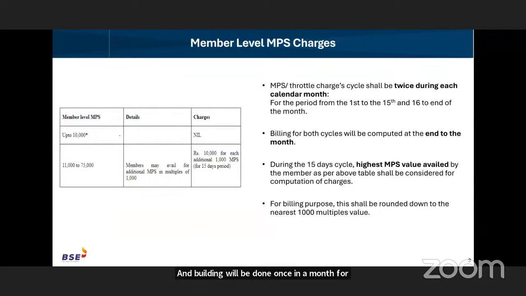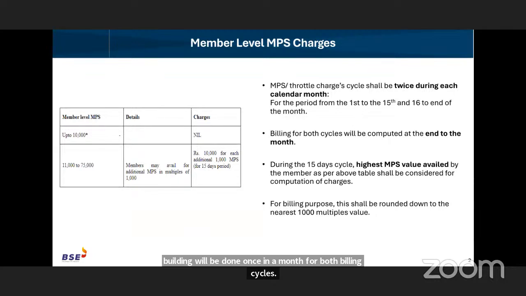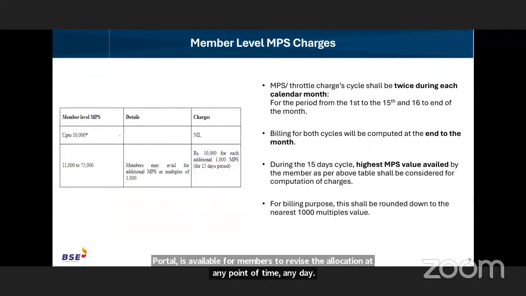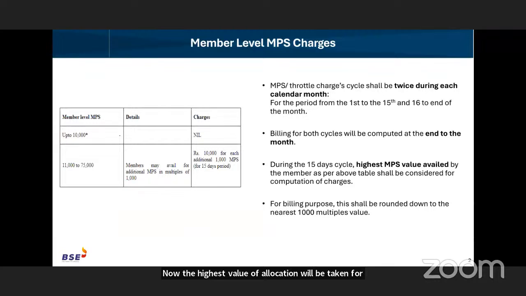Now, this facility provided in the UCC portal is available for members to revise the allocation at any point of time, any day. If you do so by 3:30, the change will be applicable from the next day. The highest value of allocation will be taken for billing purposes at the end of the 15-day period. Between that period, whatever values at member level you have assigned, we will pick the highest value, and on that basis the charges will be applicable.